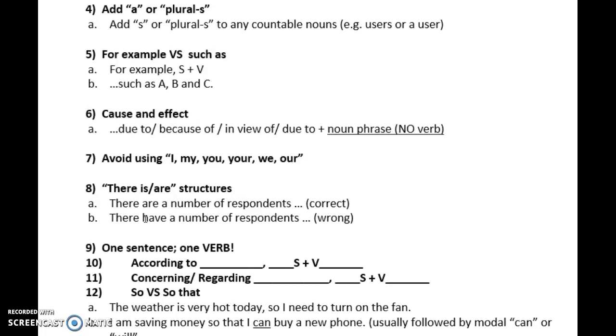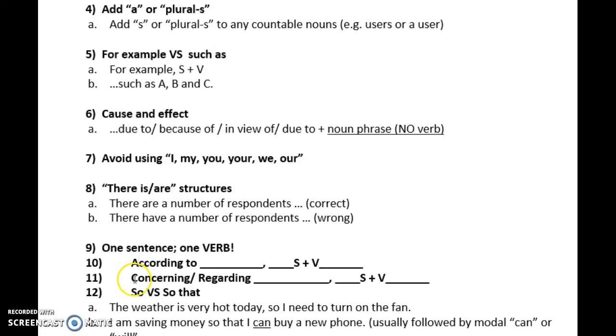And number 9, remember, in one sentence, we should only include one verb. If you write something like, our company is provide, it is wrong. If you say, our company won't install, it is also wrong, because one sentence can only contain one verb.